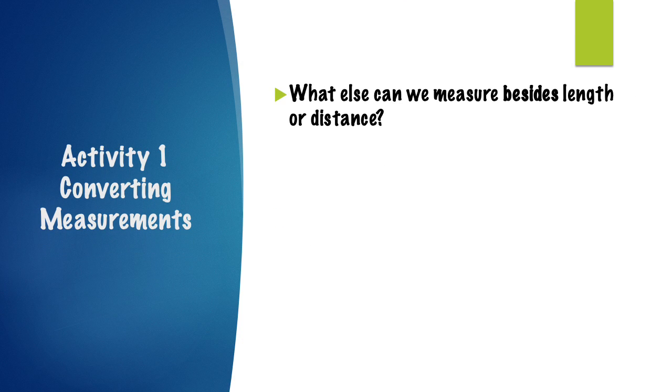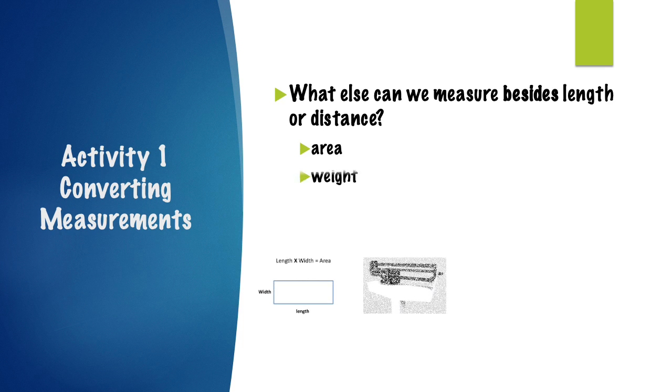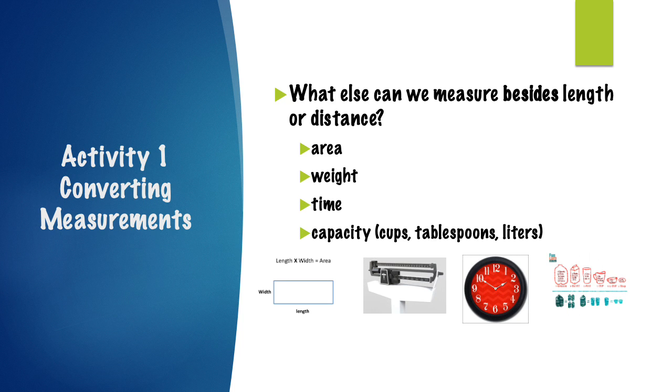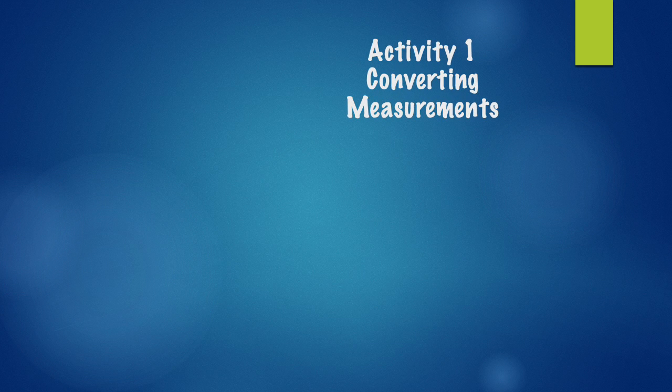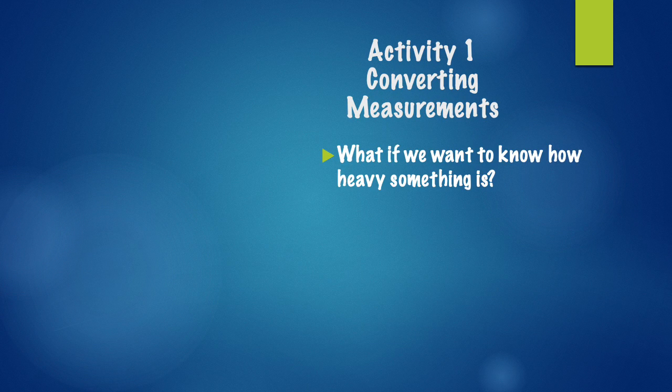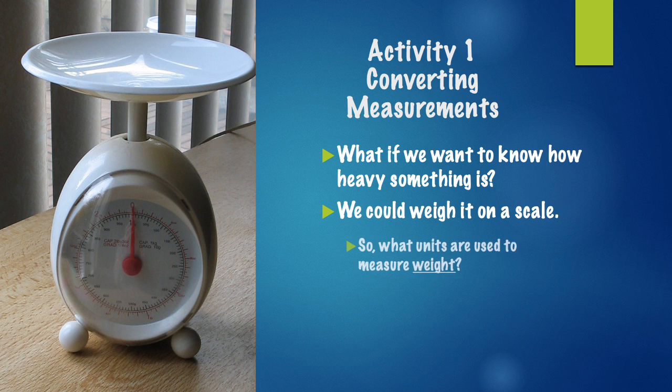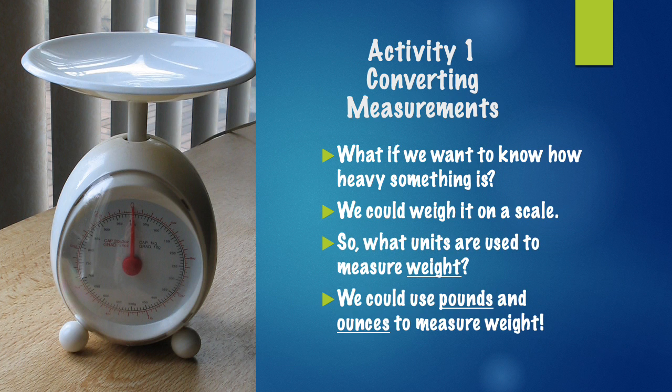So what else can we measure besides length or distance? Some other things we could measure are area, weight, time, or capacity. So what if we want to know how heavy something is? We could weigh it on a scale. So what units are used to measure weight? Aha! We could use pounds and ounces to measure weight.